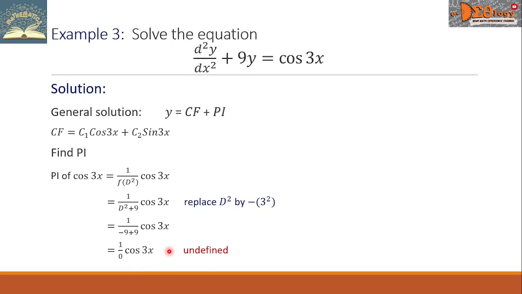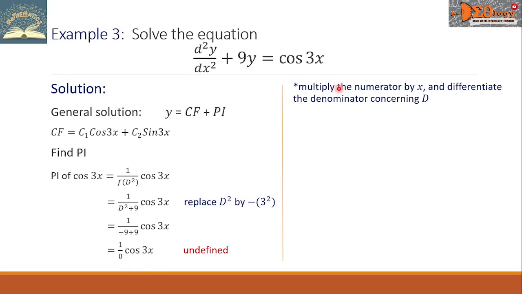In this case, we will go to the next step, and that is to multiply the numerator by x and differentiate the denominator with respect to D. We are talking about this equation. So we multiply 1 by x, it becomes x, and then we take the derivative of this function. The derivative of this D squared plus 9 will be 2D. From here, we're going to rearrange in such a way that we will show that this is x over 2 times 1 over D cosine of 3x.